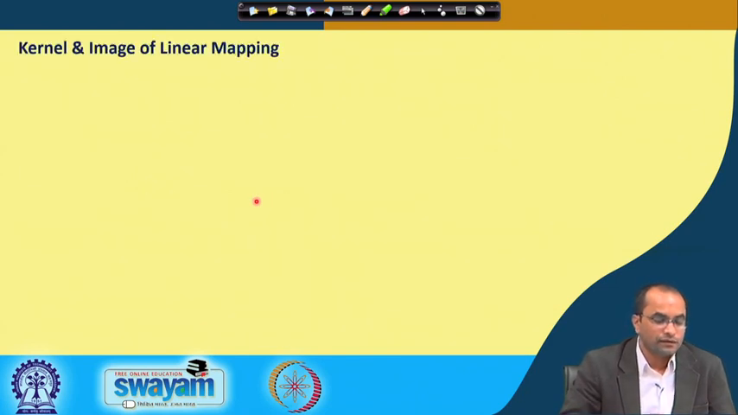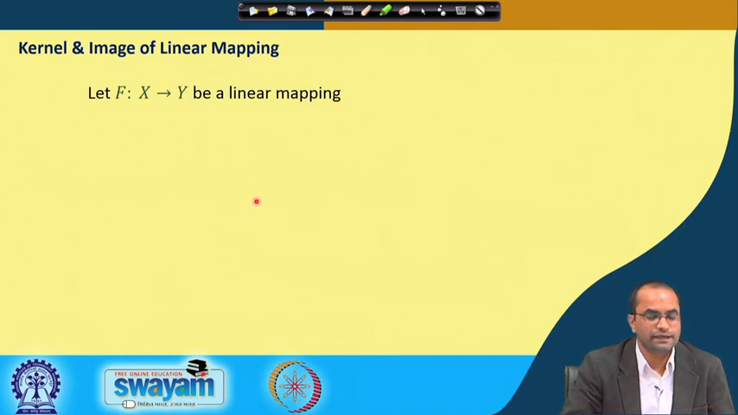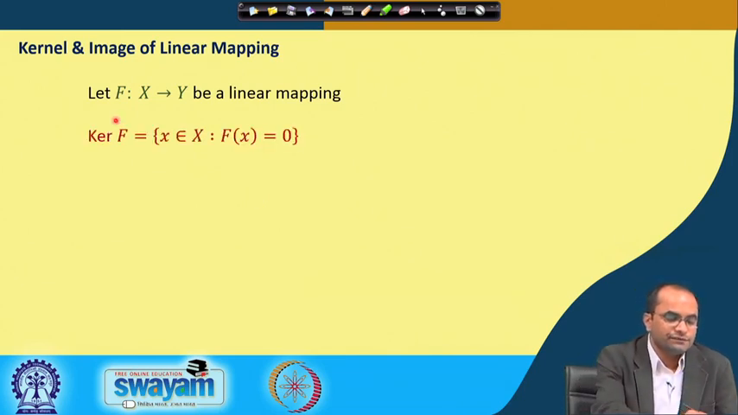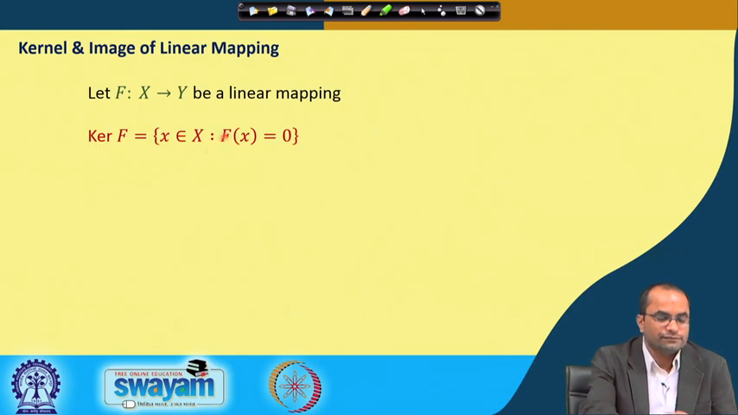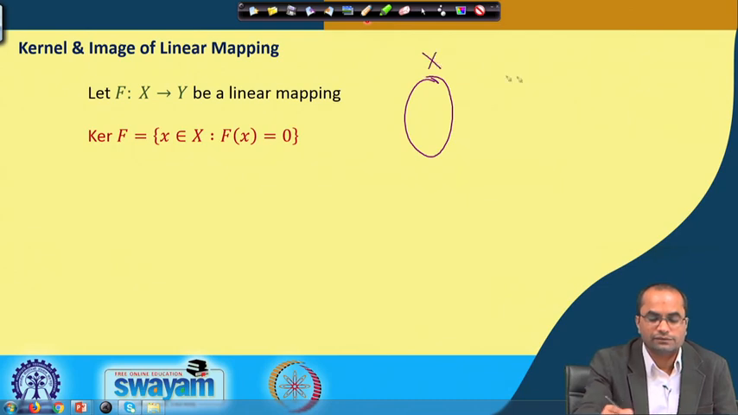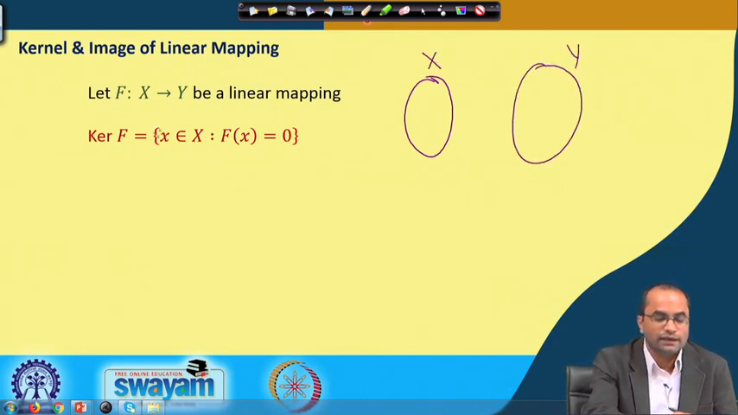So, another point to be discussed is called the kernel and image of a linear mapping. Let f again be a linear map which maps the elements from X to the elements in Y, and the kernel of f is defined as the elements from the vector space X such that they map to the 0 element in Y. So, this is the kernel here. So, we have this vector space X, we have this vector space Y, and what is the kernel?